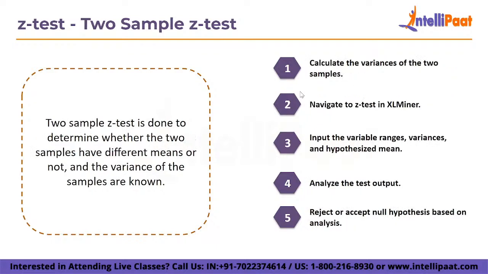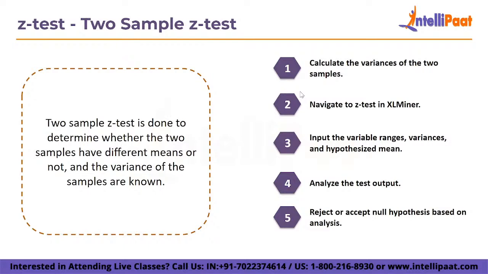Similarly, in a two sample Z-test, we calculate the variance of the two samples. We navigate to Z-test in Excel Miner. So that will be the add-on we'll be using while working on Google Sheets. Or you can use the Excel Miner add-on on Excel as well. We basically have to input the variable ranges, the variance, and the hypothesized mean.